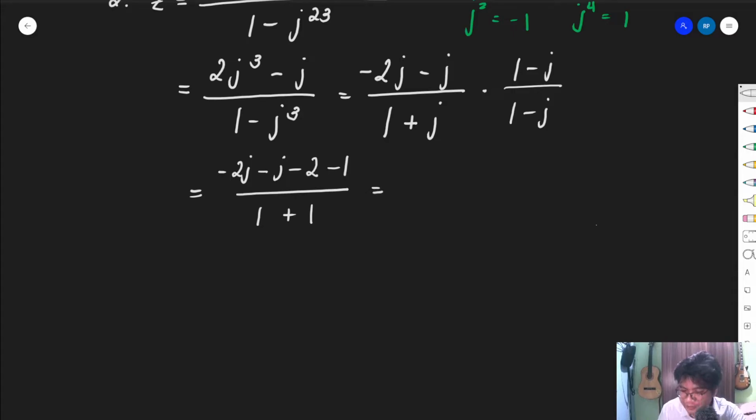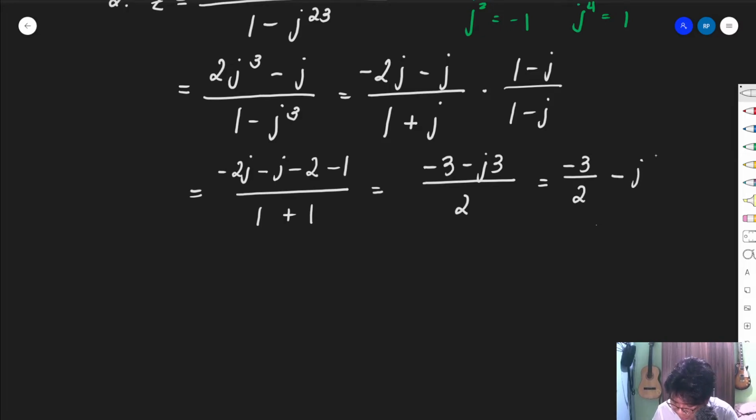So, combine lang natin dun sa numerator yung mga real tsaka yung imaginary. So, yung real part natin is negative 3 minus 3j over 2. Okay? Tapos, i-split lang natin para maging clear kung alin yung imaginary sa real. So, we have negative 3 over 2 minus j3 over 2. So, this is our answer.